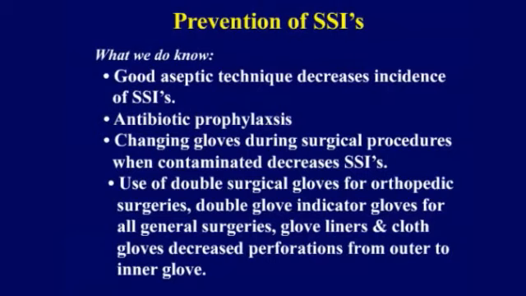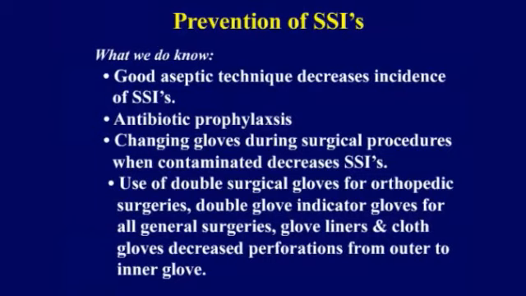Now, how can we prevent surgical site infections? What do we already know in the literature, and what do we know in terms of making sure that the incidence of SSIs does not go up? The first, of course, is good aseptic technique, during the pre-op and operative phases, that healthcare workers use good aseptic technique, and then post-op that the aseptic technique is continued in wound dressing changes.